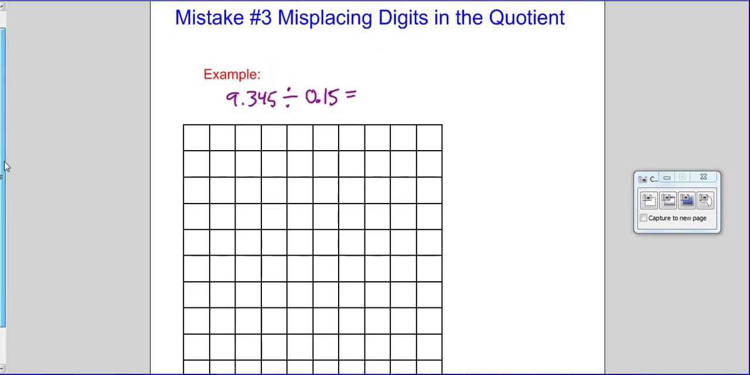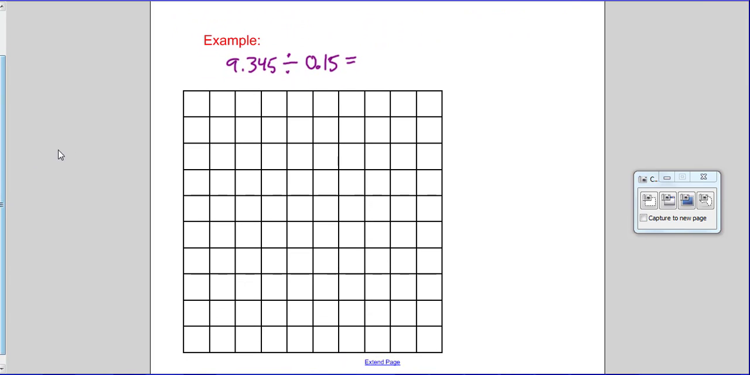So number 3, misplacing digits in the quotient. This is a very common mistake I've seen with my students. So we've got 0.015, or 0.15, I don't really need that 0 there, and I have it going into 9.345. So I have 2 places behind the decimal point, so I need to move my decimal point 2 places. So my new decimal point goes here. Put a caret, put my new decimal point here.